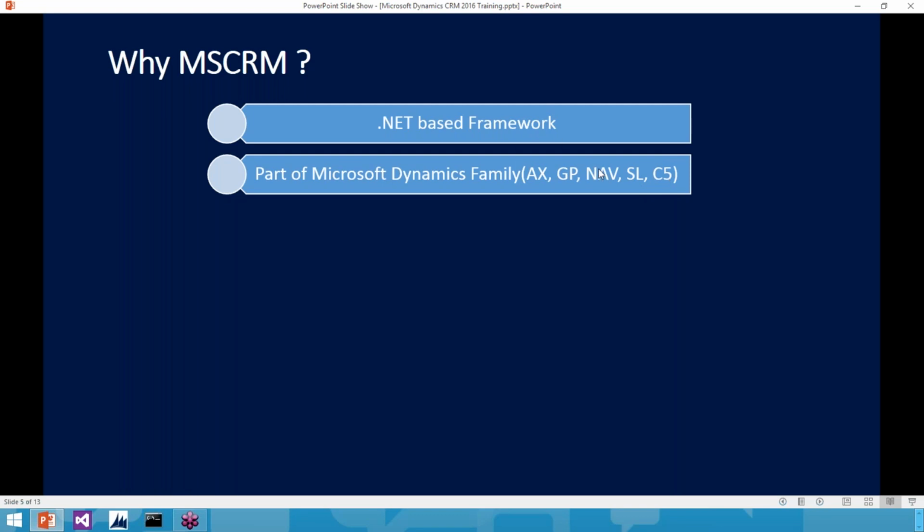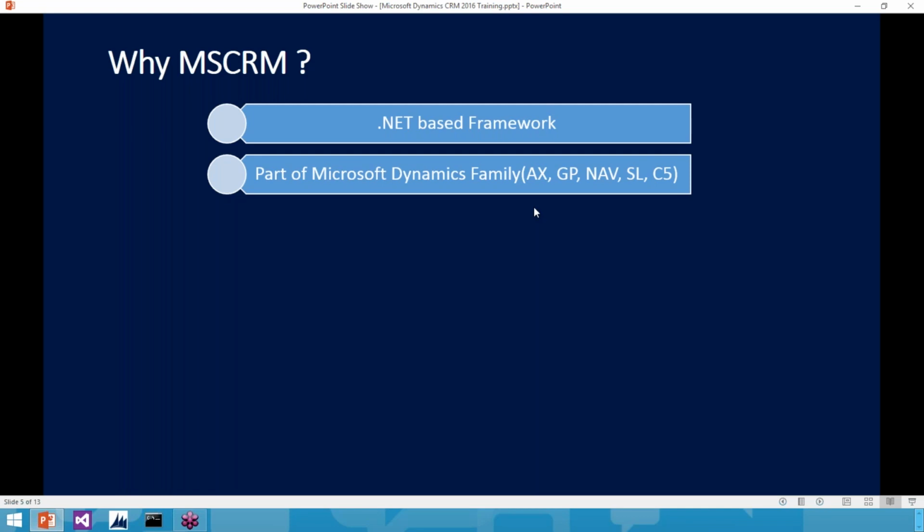AX, GP, NAV, these are again similar architecture-wise, though functionality-wise it's a little different. But if you learn CRM completely, you should be able to learn AX at least 50%, as you have already learned CRM, and then GP, NAV. And if you add these kinds of skill sets to your arsenal, it will help you a lot. It will put you in a very good position in the job market.